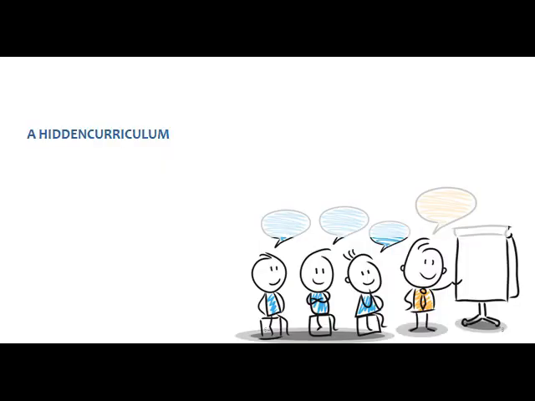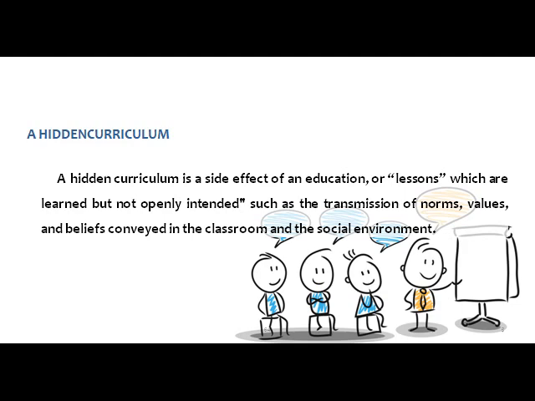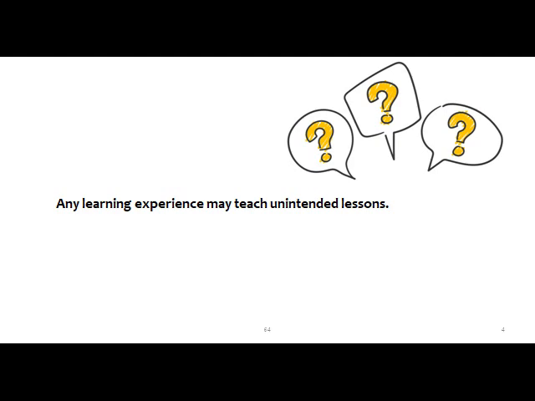Hidden curriculum. A hidden curriculum is a side effect of an education, or lessons which are learned but not openly intended, such as the transmission of norms, values, and beliefs conveyed in the classroom and the social environment. Any learning experience may teach unintended lessons.